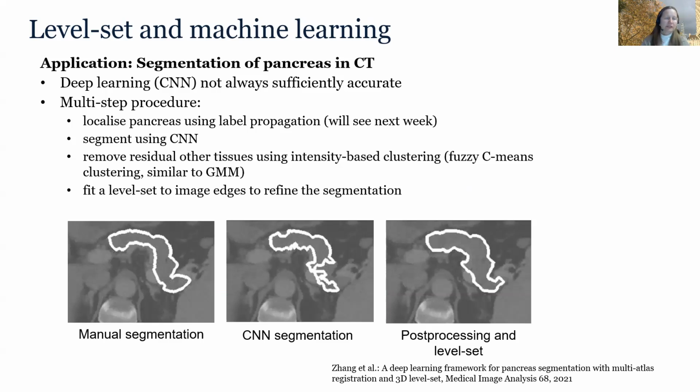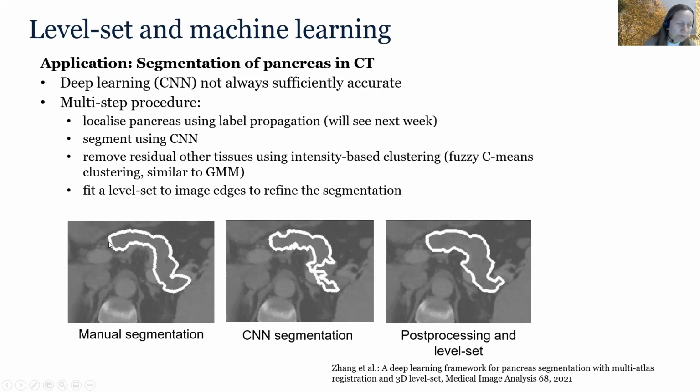Now let's have a look at another application. This time we don't really combine machine learning and level set, but we use level set for post-processing. This application is segmentation of pancreas in CT. And you see that it's very difficult because the contrast is rather poor. So what the authors of this paper did, they segmented it in several steps that are sequential, one after the other. First, they localized the pancreas using label propagation, and this is something that we will see next week.